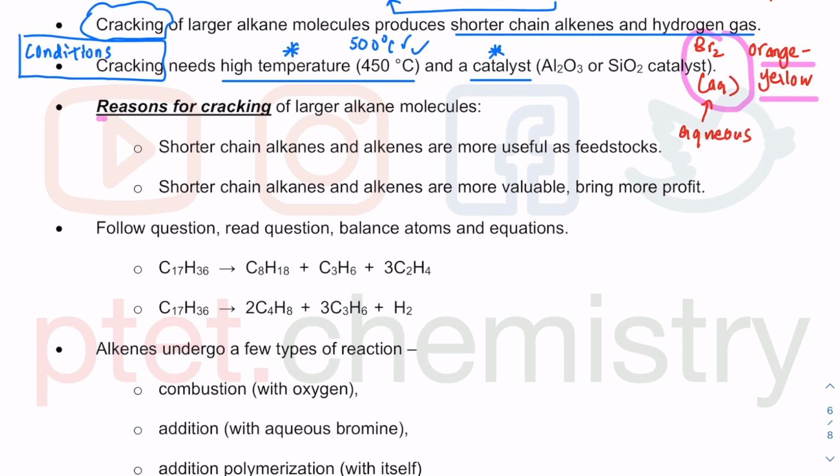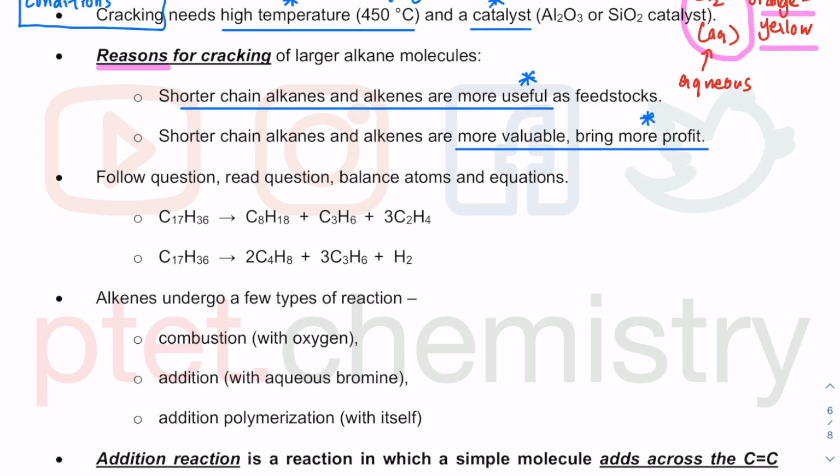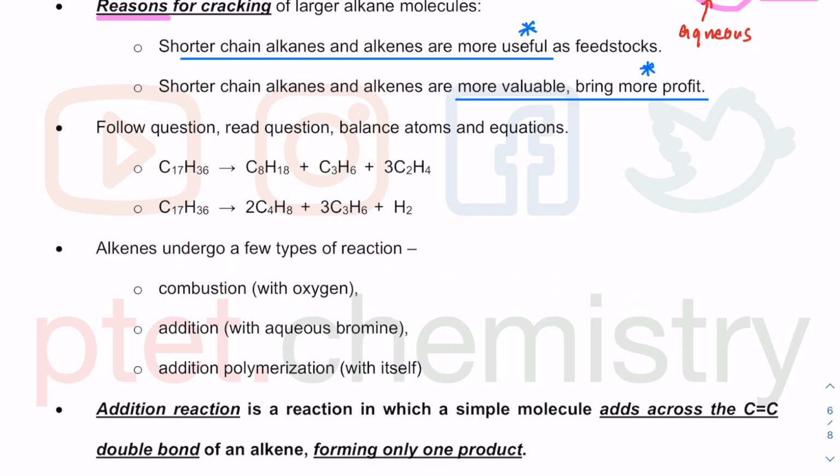What are the reasons, in terms of the plural there? Because short-chain alkanes and alkenes are more useful. Because they are more useful, people find more use for them. They are more valuable and therefore bring more profit. As big corporations go, that is the main purpose, profit in industry. Okay? So in terms of the questions, what could they ask you?